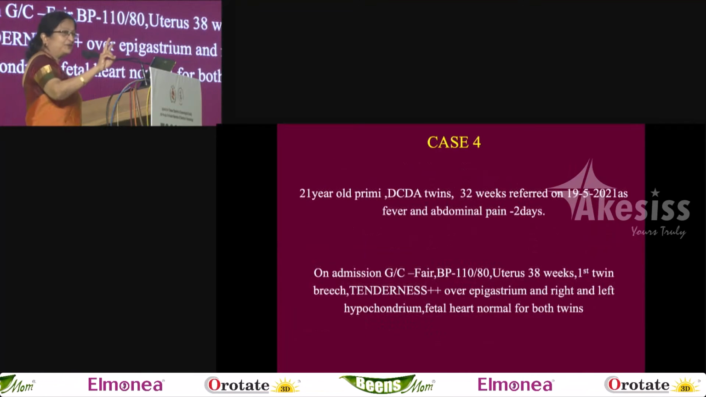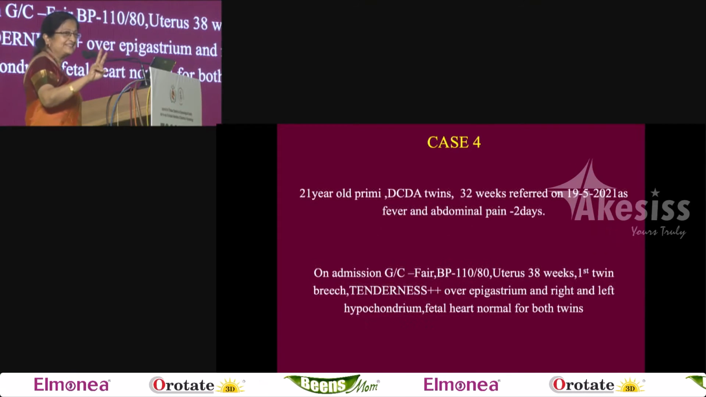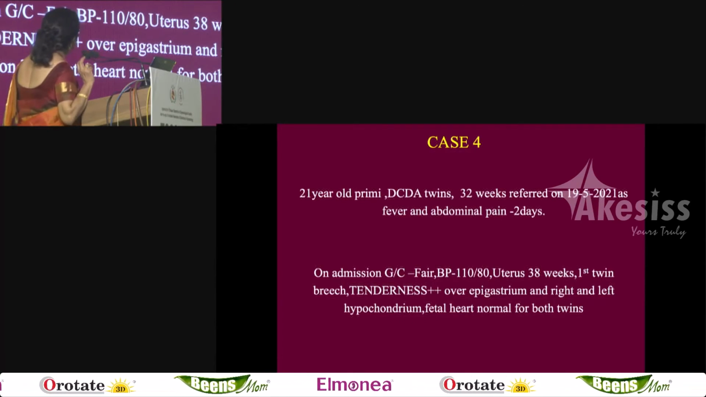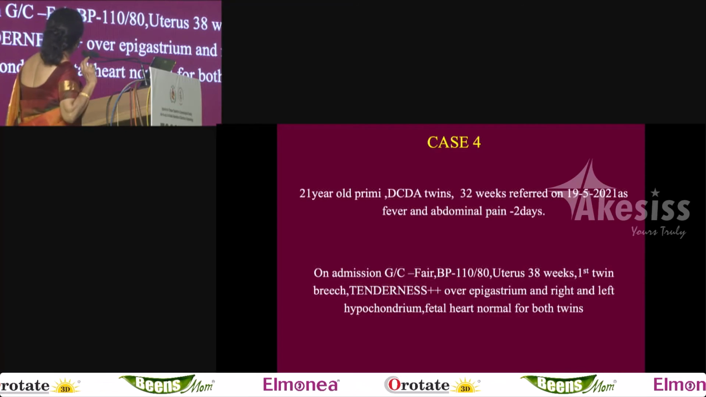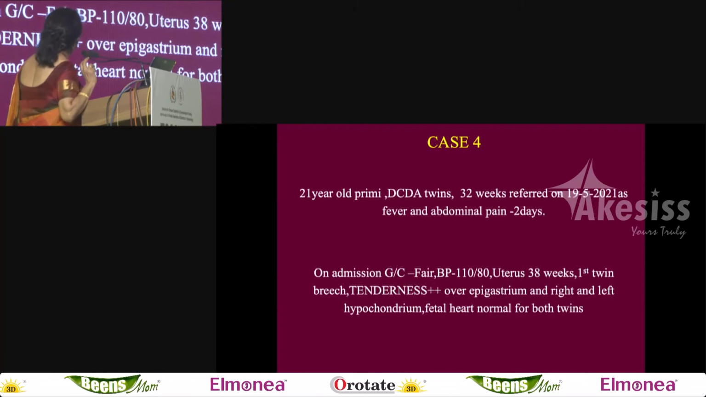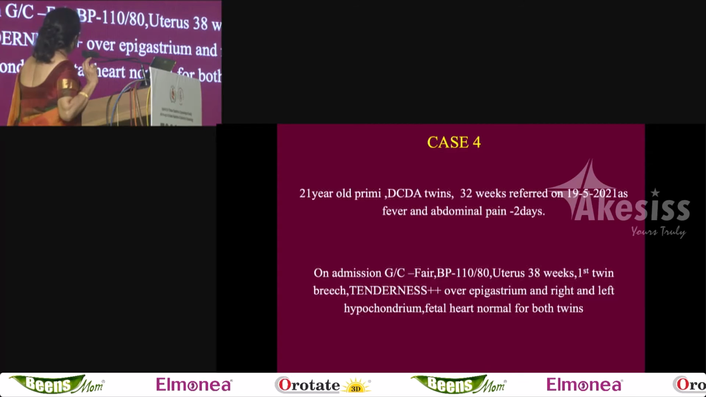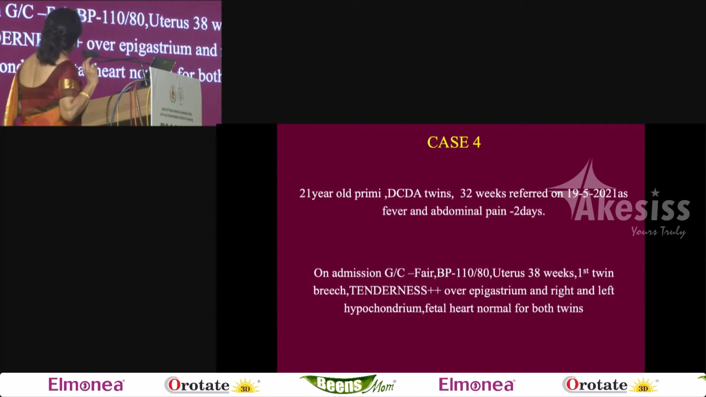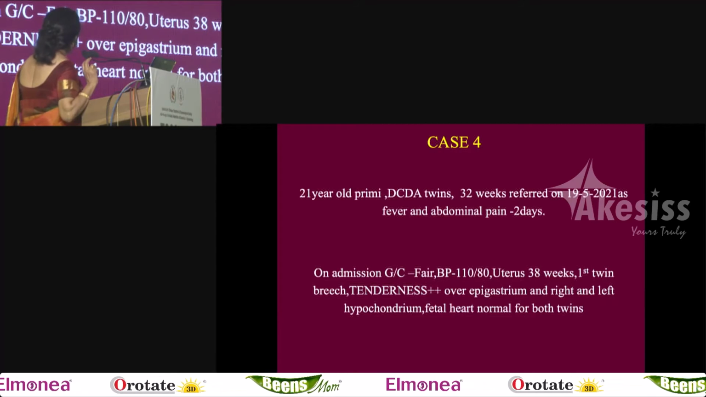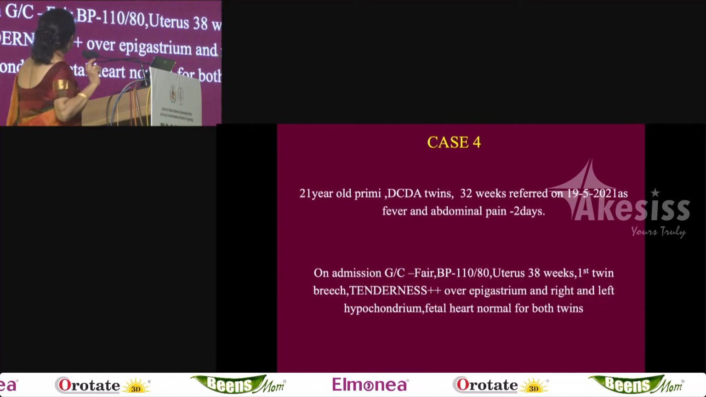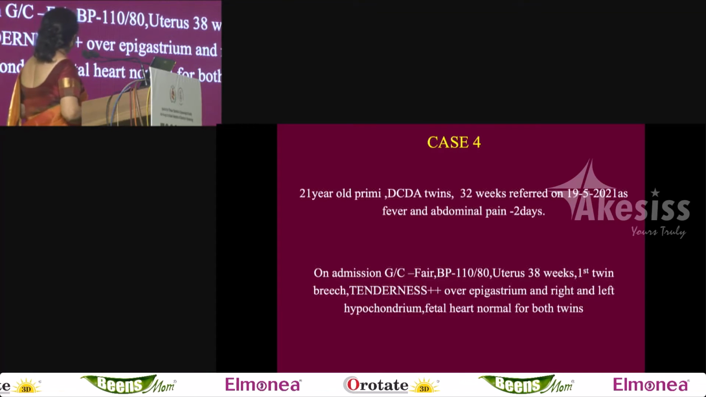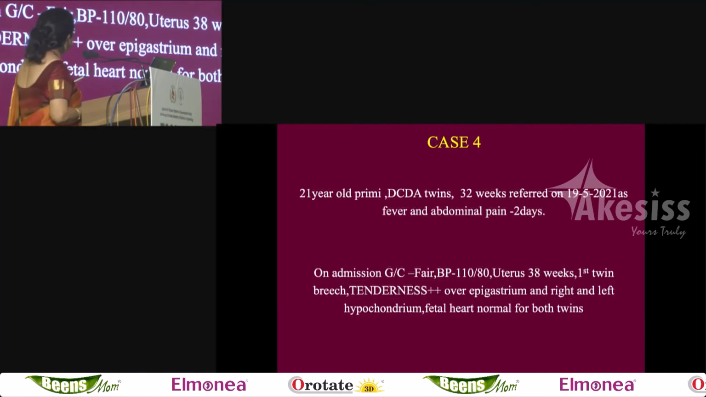Okay, if you've got time, we'll go through two more short cases. Is that okay? Right. So this is a 21-year-old DCDA twins, 32 weeks. She was referred on 19/5 with fever and abdominal pain. On admission, her general condition was fair. The uterine size, because it was twins, was 38 weeks. The first was breech. And this patient had severe tenderness over the epigastrium, right and left hypochondrium. This was the area of her pain.